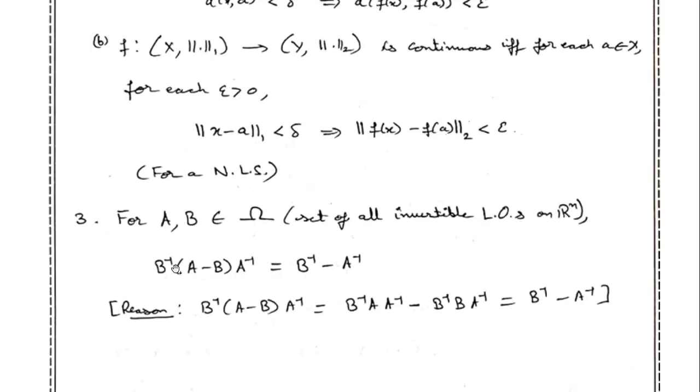If we multiply B inverse from the left side and A inverse from the right side to the difference of mappings A minus B, this linear transformation, and apply the distributive law of multiplication over subtraction in the vector space L(R^n), then we get B inverse minus A inverse. The reason is given here, and it is easy to discuss, so you will be easily able to understand. These are all the things which we are going to use.